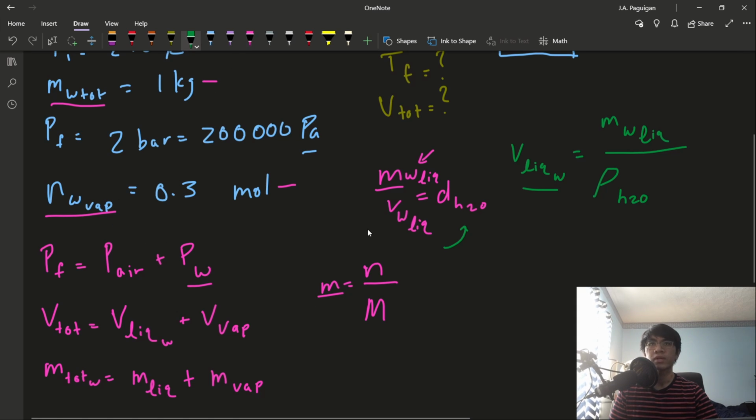So let's go ahead and write that as well. The mass of the water vapor is what we're solving for. Let's just copy this structure for now. We have the substance, it's water. So the mass of the water vapor is equal to the moles of water vapor over the molar mass. So we have the moles of water vapor.